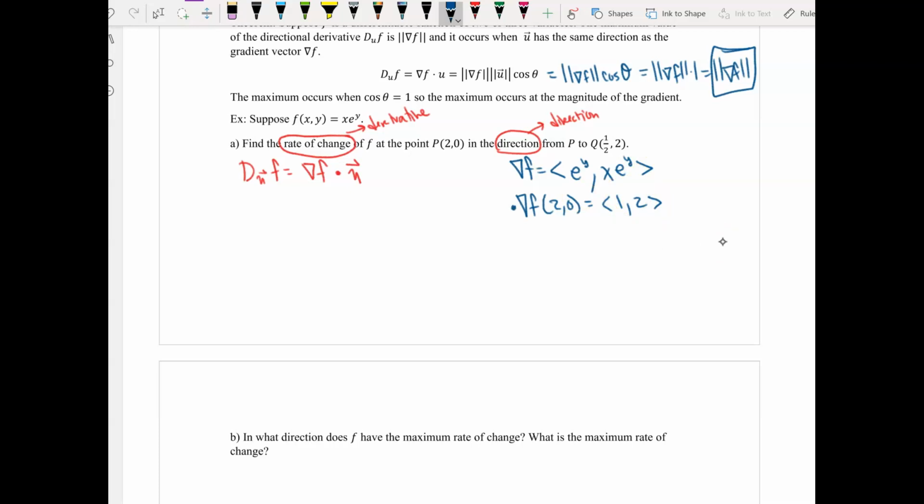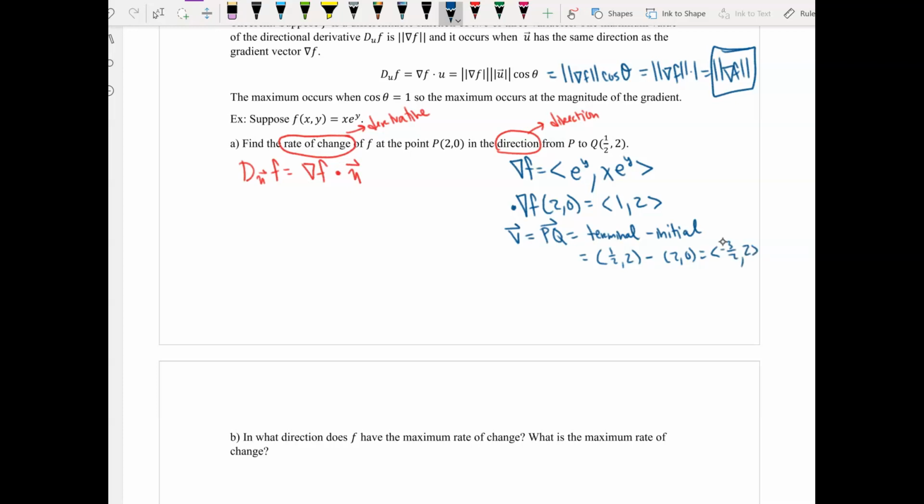Now what we have to do is find the vector. The vector v is going to be whatever the vector is from P to Q, the vector PQ. Remember, that's the terminal minus the initial. So in other words, it's (1/2, 2) minus (2, 0). 1/2 minus 2 gives me -3/2, and the other one just gives me a 2.